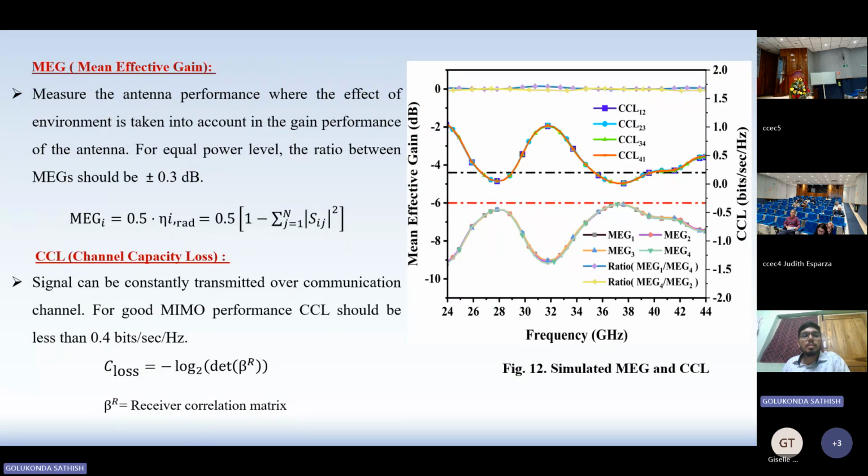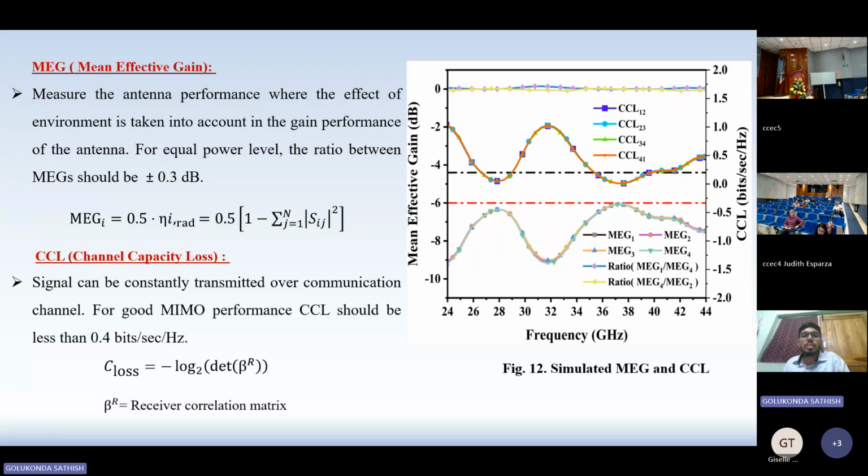Mean effective gain measures the antenna performance where the effect of the environment is taken into account in the gain performance of the antenna. For equal power levels, the ratio between MEGs should be plus or minus 0.3 dB. CCL is channel capacity loss. A signal can be constantly transmitted over a communication channel for good MIMO performance. CCL should be less than 0.4 bits per second per hertz.